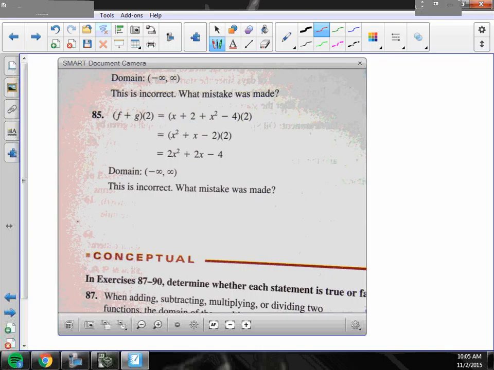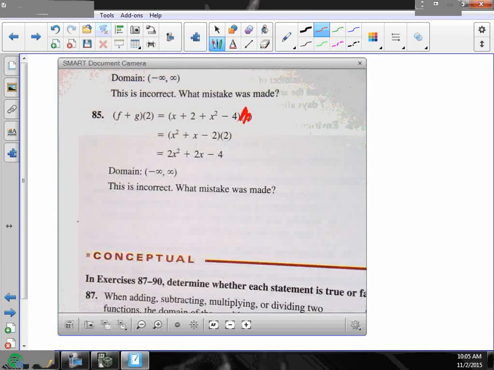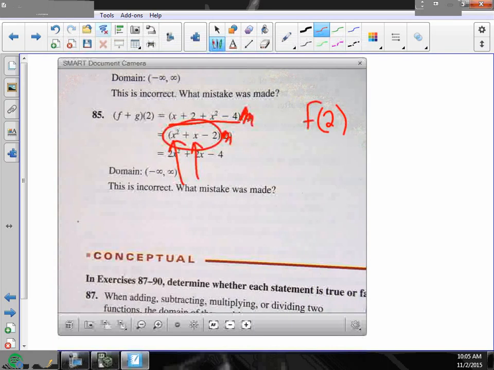So you have two ways to do it. Either you take this and simplify it down to that, and then plug in, so you'd stick a 2 there and stick a 2 there, or you do f of 2 and add that to g of 2. So you'd plug 2 in there and plug 2 in there and add the two values together.